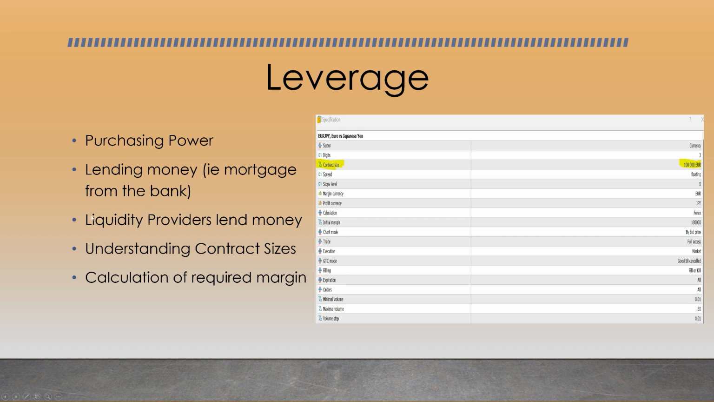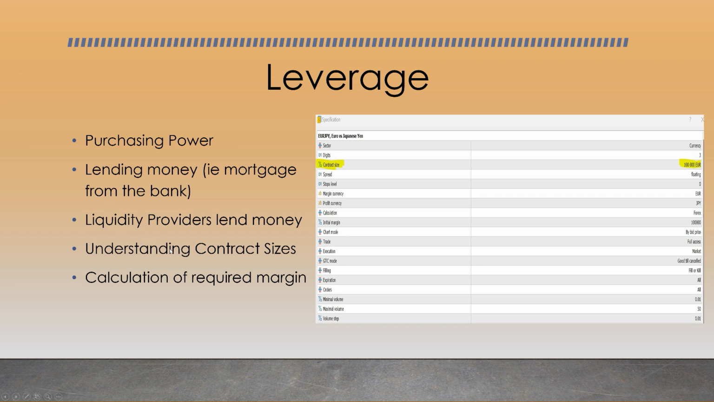So as we said, liquidity providers lend this money, so you are able to afford opening certain positions. Essentially, the trader is borrowing money from the liquidity provider to open those positions. This is very important to understand.